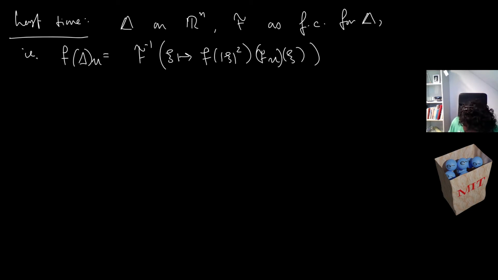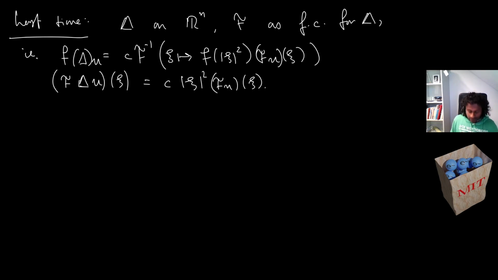And of course, when we talk about the Fourier transform as a functional calculus for the Laplacian, we really mean that if you look at how the Fourier transform acts on the Laplacian at some value psi, this is exactly psi squared, well, up to some constant, say. There's maybe a constant popping up here too, of the Fourier transform of u. Okay, so this is what we did.